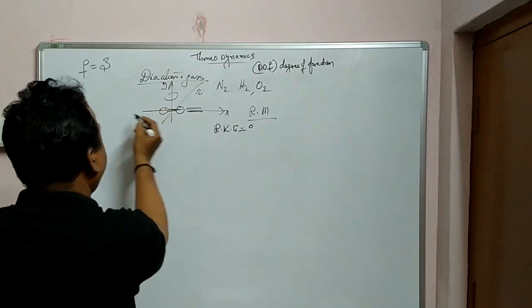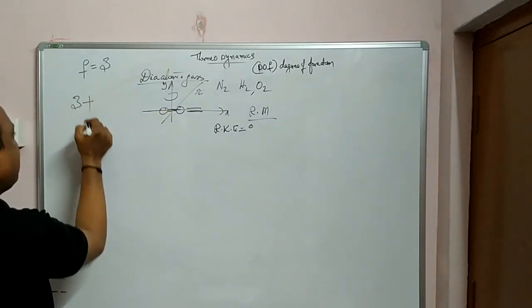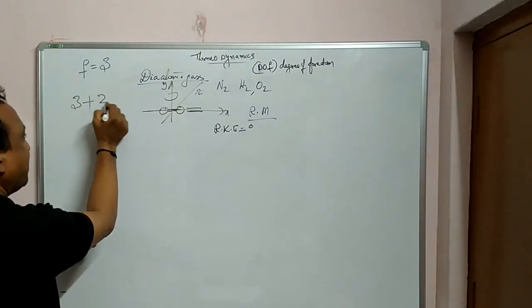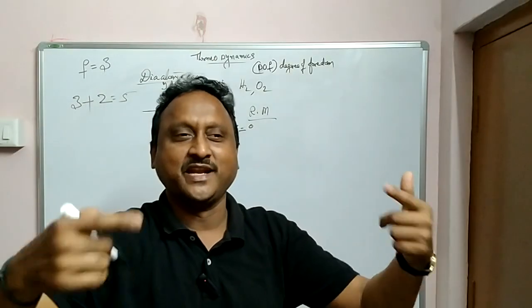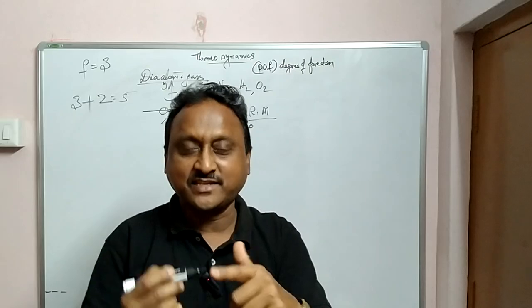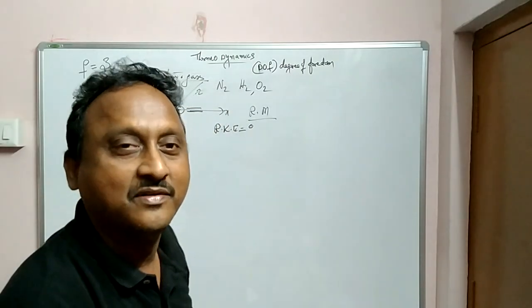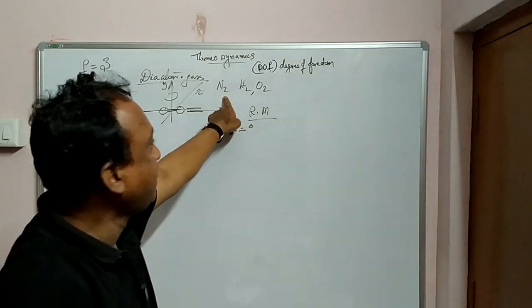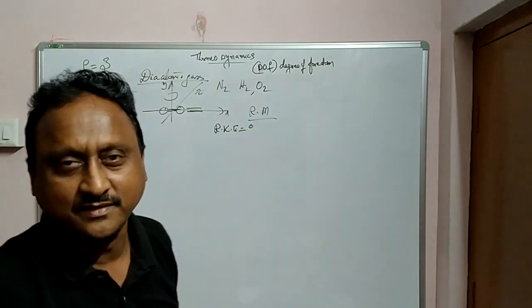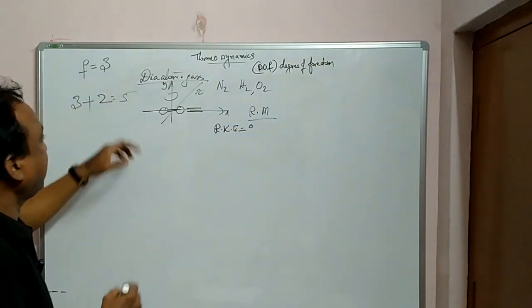That is, 3 in translation motion, and 2 in the y plus z directions, total 5. So along the x direction it again becomes 0, because along the axis of rotation the moment of inertia is 0. Therefore, for diatomic gases like nitrogen molecule, hydrogen or oxygen, you can take it as 5 degrees of freedom.